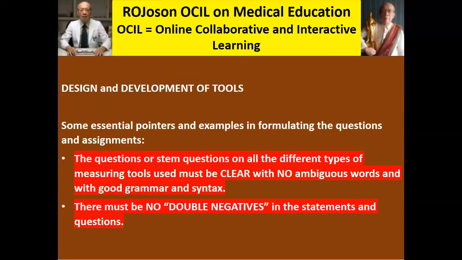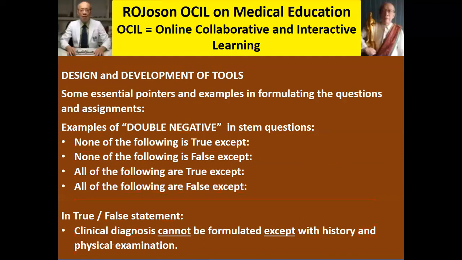The questions or stem questions on all the different types of measuring tools used must be clear with no ambiguous words and with good grammar and syntax. There must be no double negatives in the statements and questions. Examples of double negatives in stem questions: none of the following is true except, none of the following is false except, all of the following are true except, all of the following are false except.